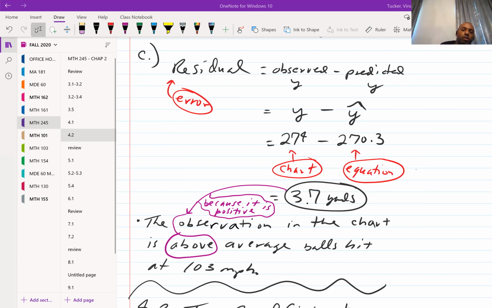Once again, it's your observed Y minus your predicted Y. If it's positive, that means it's above average for balls hit at 103 miles per hour. But if it's negative, that means it would be below average for balls hit at 103 miles per hour. All right. Any questions?